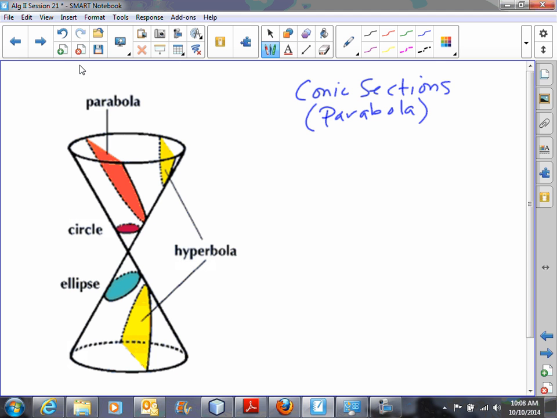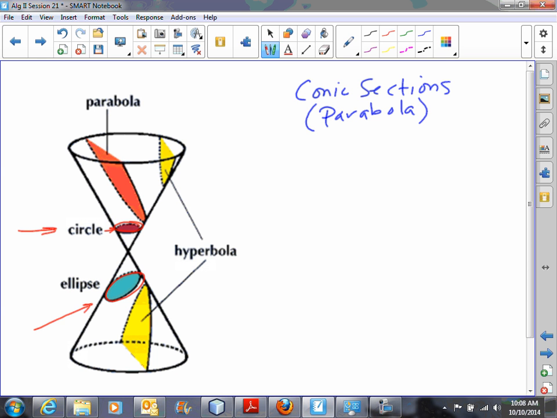And then what we've got here is pictures of what you would get if you sliced this cone in different ways. Now, if you took a plane and you went straight across the cone, you would get a circle. So the circle is one of the conic sections. Now, if that plane was cut at an angle, but you cut all the way through the cone, you would get maybe an elongated circle. We call that an ellipse.